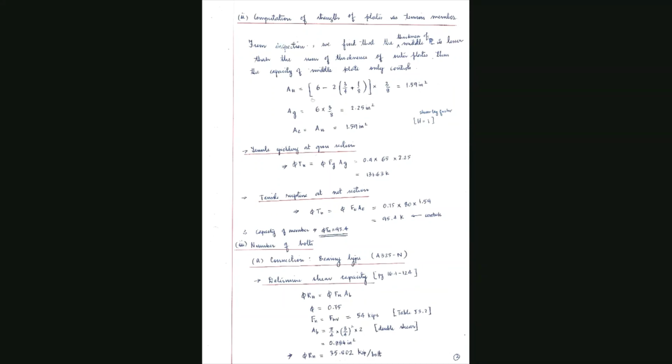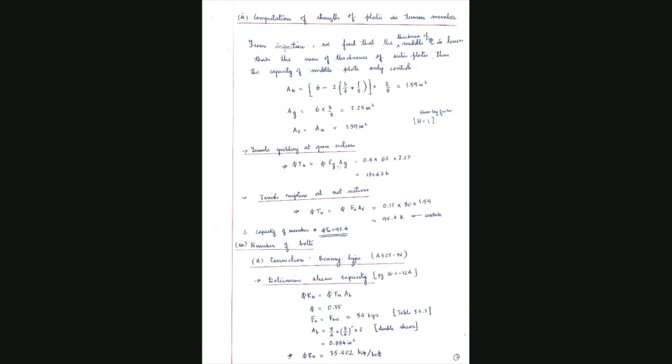For the edge distance, yes, we just pick a value, between the minimum and maximum values that you found. But it's always safe to take a higher value because later on you'll have to check for block shear. If it is too low, it might fail in block shear.